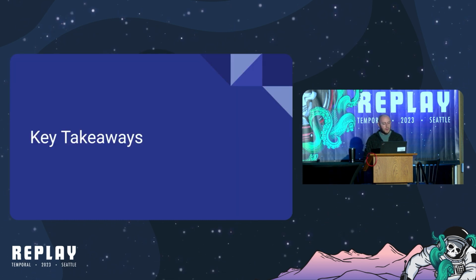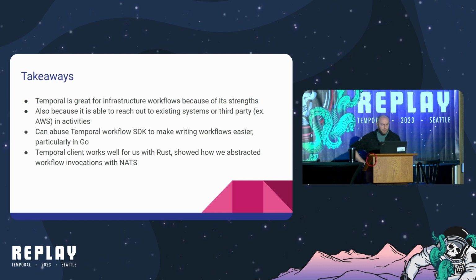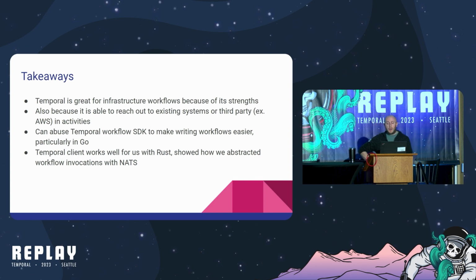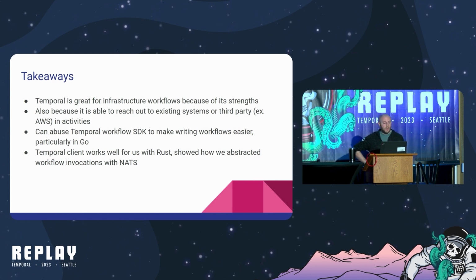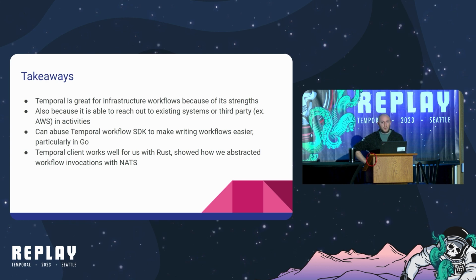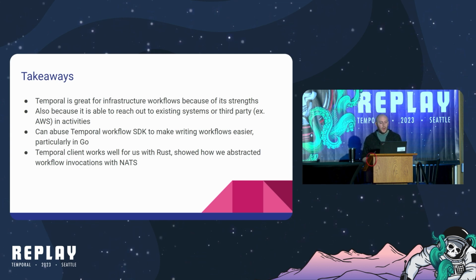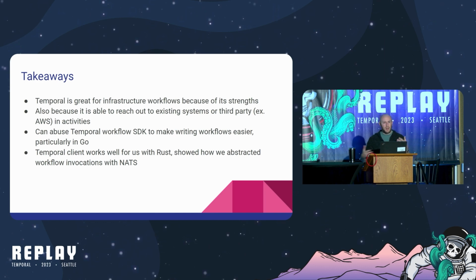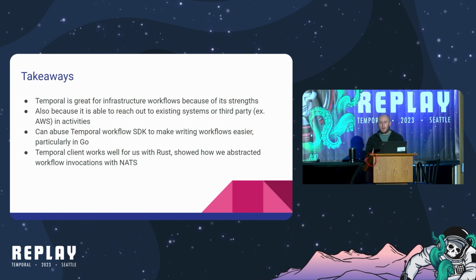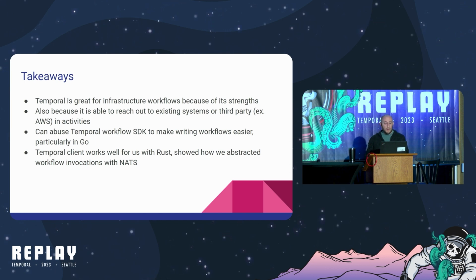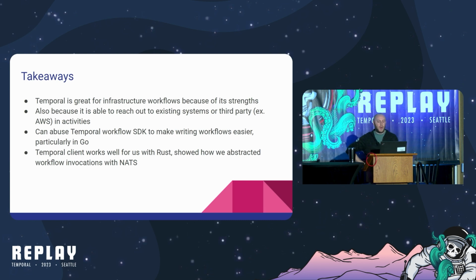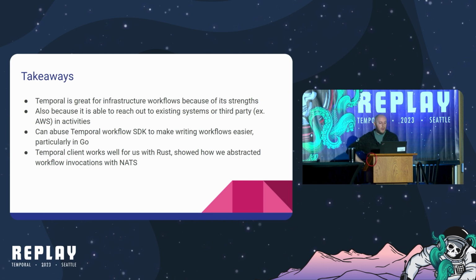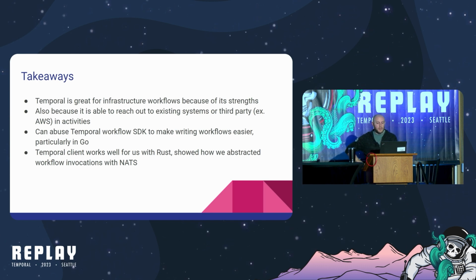That's fine. So key takeaways. What we found was that Temporal was great for our infrastructure workflows because of the strengths inherent to Temporal. Also because we found it really easy to reach out to our existing systems or to third-party systems like Amazon or our internal stuff, right? It made it really easy to start encapsulating these things in reusable workflows. We can use quirks of the workflow SDK to make writing our workflows easier, particularly in Go. There are upsides, there are downsides there. And then we also found that the client worked really well for us in Rust.